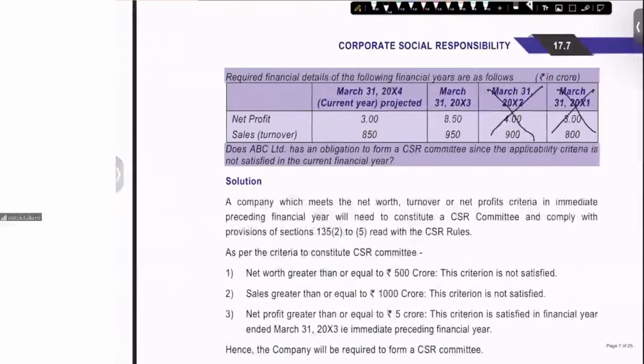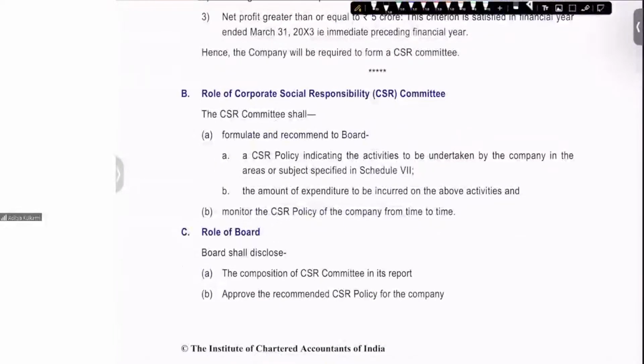Let us then move on. The board shall disclose the composition of the CSR committee in its report. This is section 135(2). What does the CSR committee do? What is the responsibility of the CSR committee? The CSR committee shall formulate and recommend.